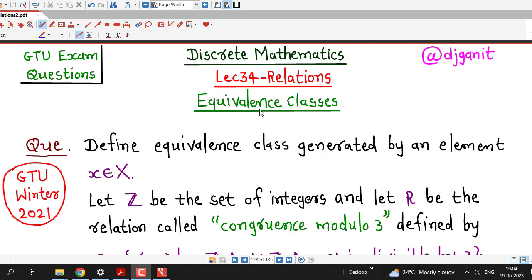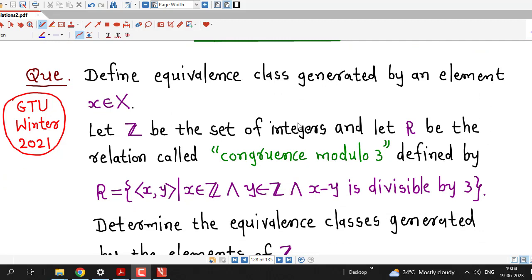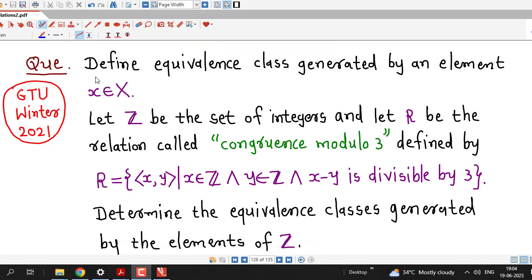In this lecture, we are going to discuss one question on equivalence classes which was asked in the GTU Winter 2021 exam. In lecture number 33, we have understood what an equivalence class is, and we know how to decide equivalence classes of elements of a given set corresponding to the given relation. So we are going to discuss this question in this lecture.